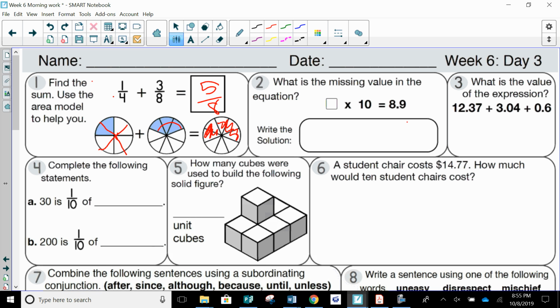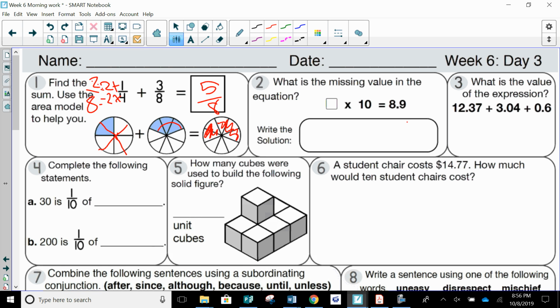Okay, like we talked about before, could also go, what can I multiply 4 by to get 8? I can multiply it by 2. And that would give me 8 on the bottom. Whatever I do to the bottom, I have to do to the top. So that would give me 2. And then I have 2 plus 3, which is 5. So 1/4 plus 3/8 equals 5/8. All right.